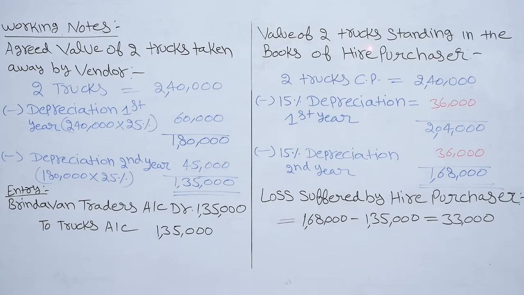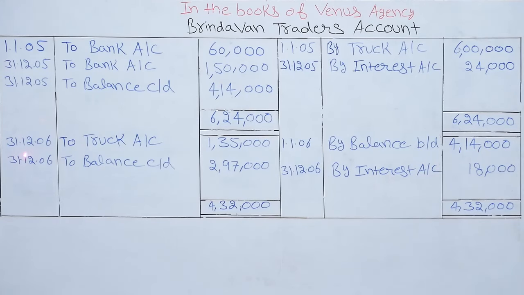So after deducting 36,000 we get 1,68,000. So value of 2 trucks standing in the books of hire purchaser is rupees 1,68,000, whereas vendor agreed to take away 2 trucks of rupees 1,35,000. It means there will be loss to the hire purchaser of rupees 33,000. 1,68,000 minus 1,35,000, then we get 33,000. 31st December 2006 to truck account 1,35,000 and balancing figure will be 2,97,000 on 31st December 2006.